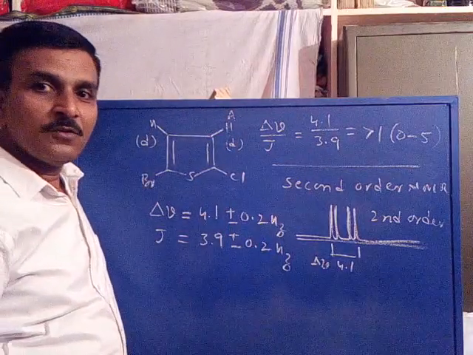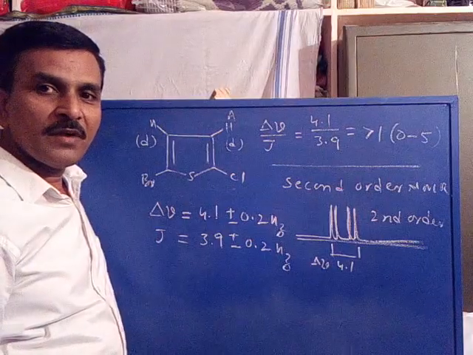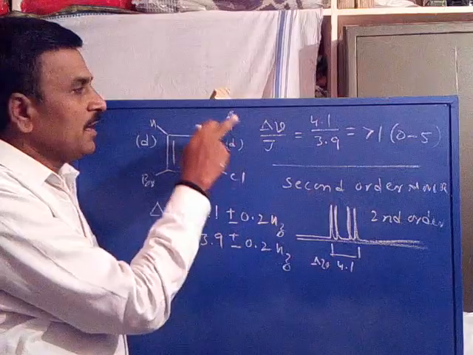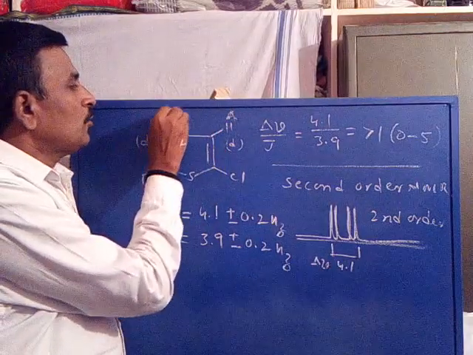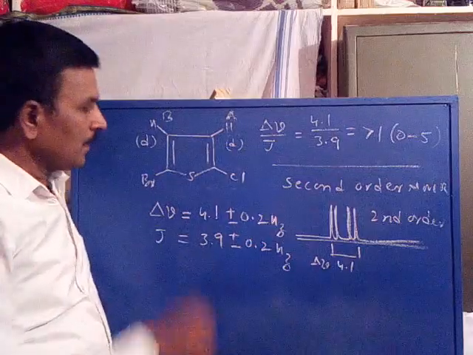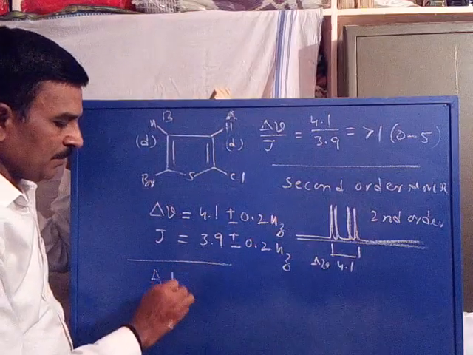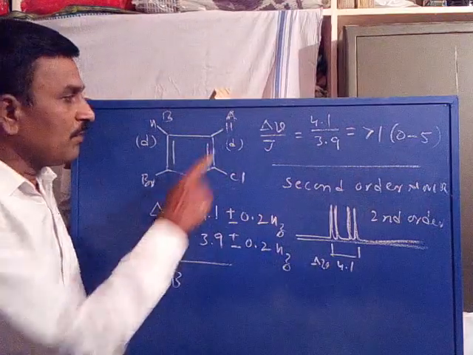So we have learned in yesterday's class that A should be assigned to the proton of higher delta value. Now between these two, this has the higher delta value, so it acquires A. The remaining proton is designated with the letter B. So in the whole system, there is an A proton and a B proton. Is it clear?